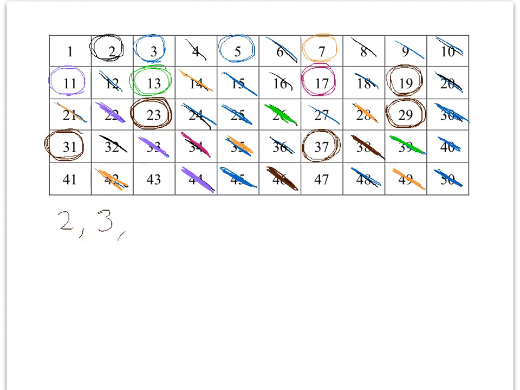2, 3, 5, 7, 11, 13, 17, 19, and 23. Ladies and gentlemen, if you have these numbers memorized, and as soon as you see them, you recognize that they are prime numbers, you're going to be in pretty good shape for doing what we have to do when it comes to multiples, greatest common factors, and then eventually fractions.